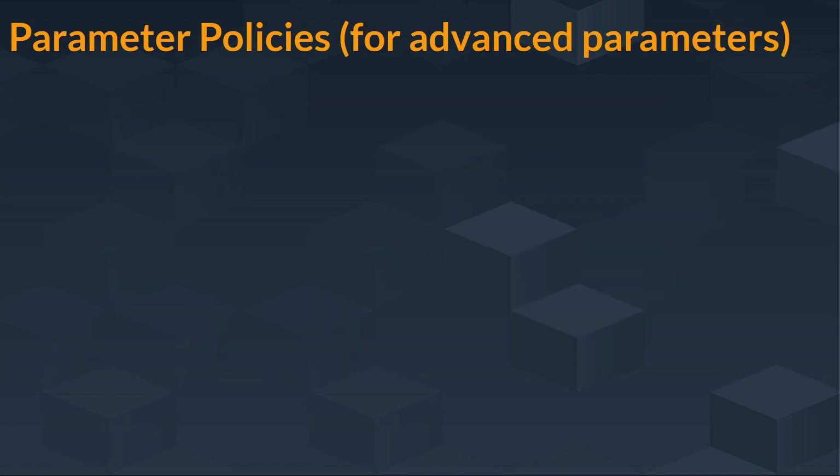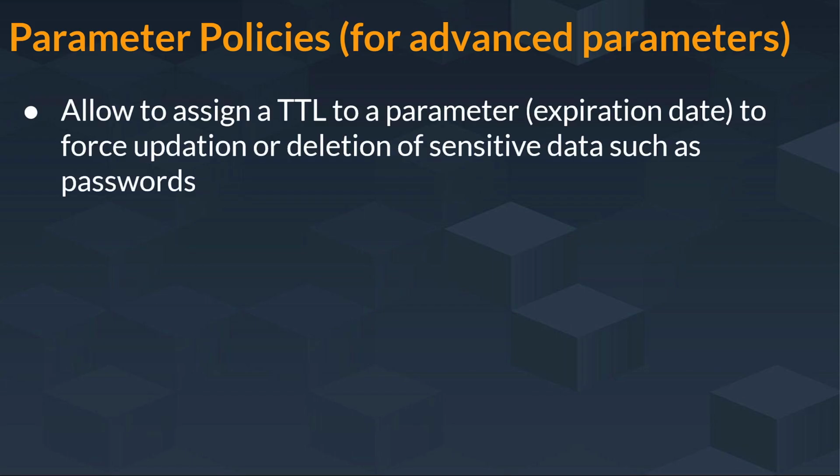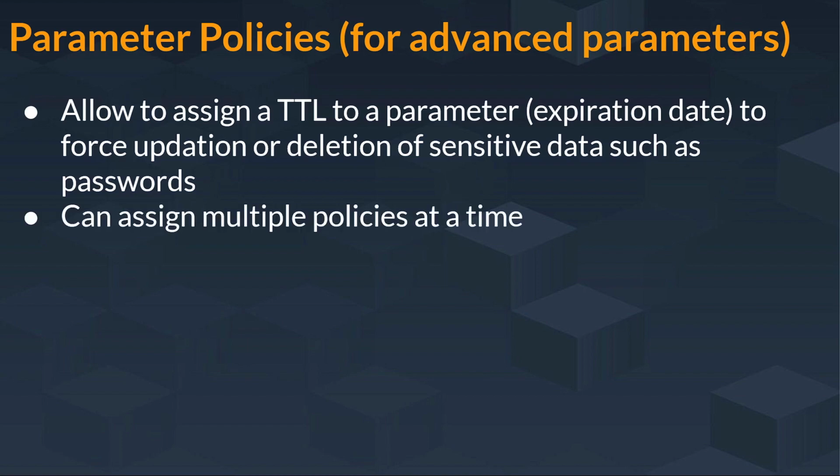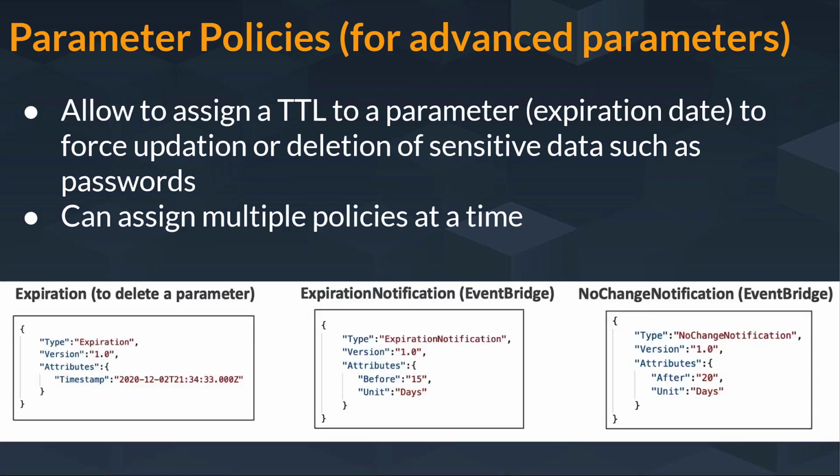Next are parameter policies. Advanced parameter policies basically allow you to force users to update or delete sensitive data such as passwords. It assigns a TTL, which is time to live, to a parameter, which is actually an expiration date, to force updating or deletion. You can also assign multiple policies at a time. Here is an example. First is expiration to delete a parameter. Second is expiration notification through EventBridge, and last is no change notification through EventBridge.